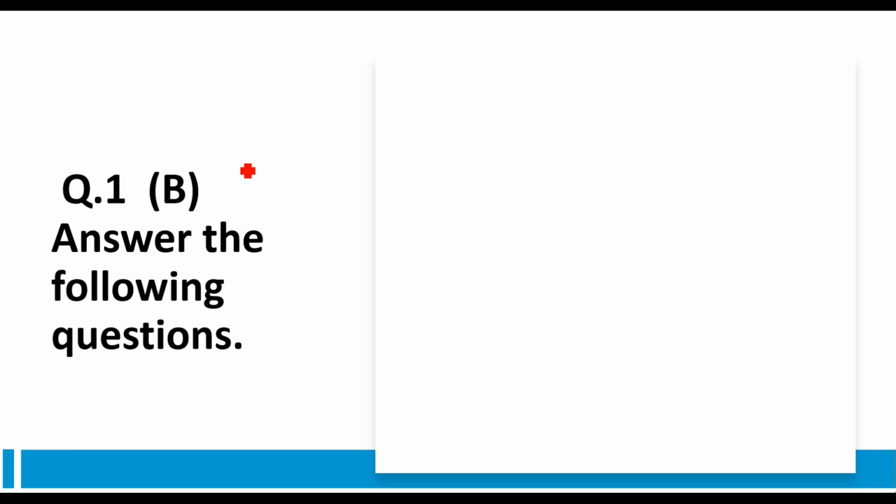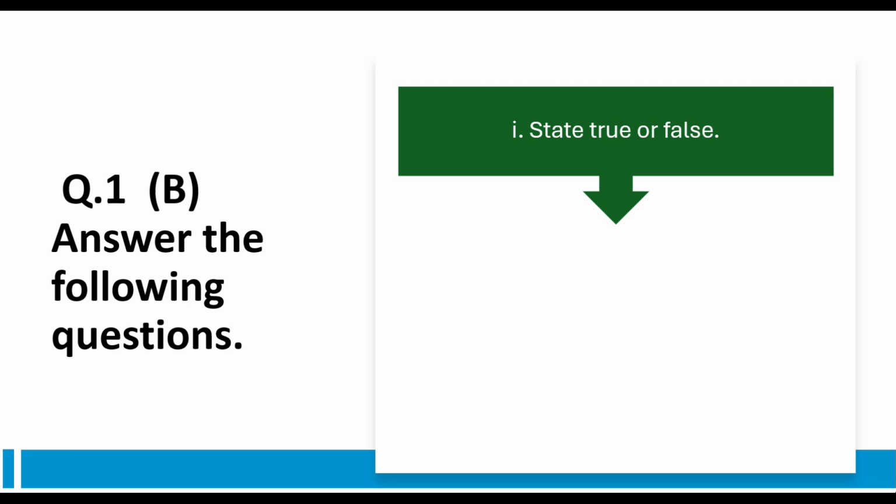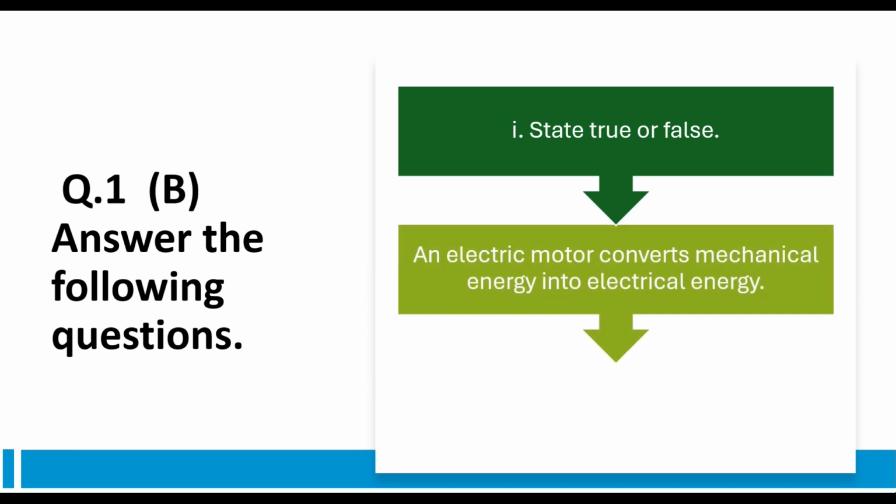Now I'll move to question number 1B. Especially when we write the answer of question 1B, you have to see that your answer should be one word, one line, and it should contain more scientific and technical terms of science 1. The statement of question 1B asks whether the statement is true or false, and the statement given here is: an electric motor converts mechanical energy into electrical energy.